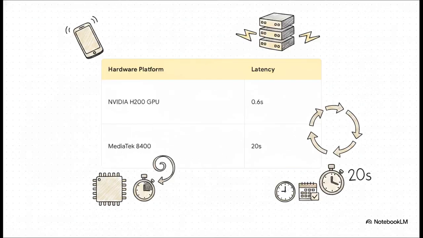Let's break down the real-world benchmarking. The researchers tested generating 49-frame videos at a 480p resolution. Now, on a massive data center-grade NVIDIA H200 GPU, the per-step denoising latency was lightning fast at just 0.6 seconds. But the true test is the mobile platform, right? On a mobile MediaTek Dimensity 8400 Ultimate 5G chip, it took 20 seconds per step. That means high-quality, 49-frame video generation is happening completely natively on a mobile processor in a matter of a minute or two.